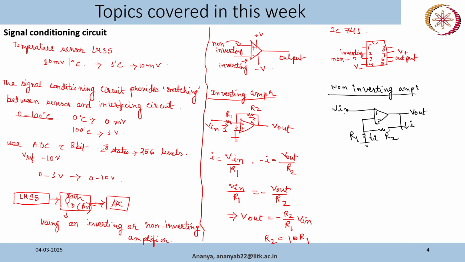And again we will use the concept that the potential at the inverting terminal and non-inverting terminal is the same. So these two points will have the same potential, that is V in. We are considering the ideal op-amp condition. So at this point also the voltage is V in. So again we will write the current equation. So current I is flowing through here.